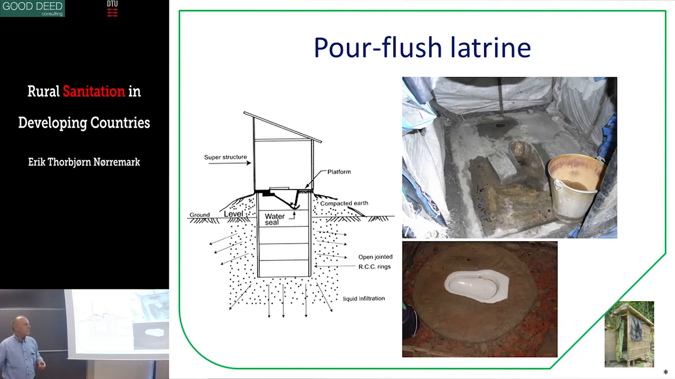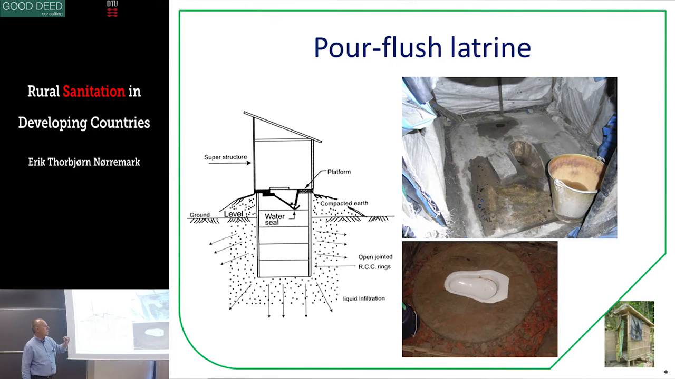We have the pour flush latrine. We have the flush slab. We have a water seal, so you don't actually get the smell back. But then you have to flush with 2-3 liters of water every time you have used it. So you see the bucket, and after use, you flush.